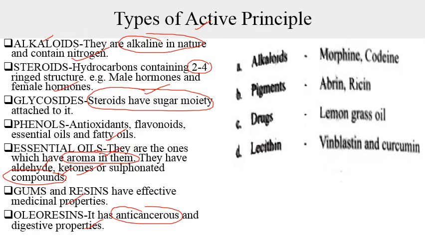We have some examples like the alkaloids of Papaver somniferum, that is morphine and codeine, which have medicinal properties. Then we have some pigments like berberine and ricin. They also have medicinal properties. Then drugs like lemongrass oil. Then lecithin, that is vinblastine, and curcumin, which is present in Curcuma longa, which is turmeric.